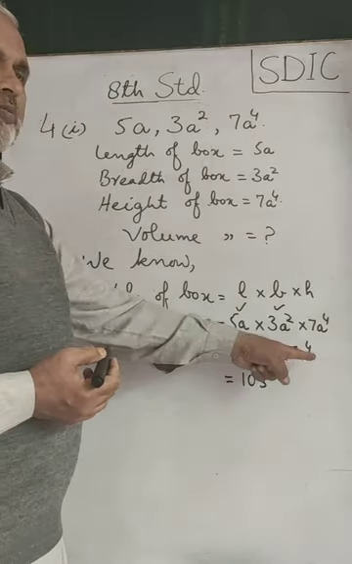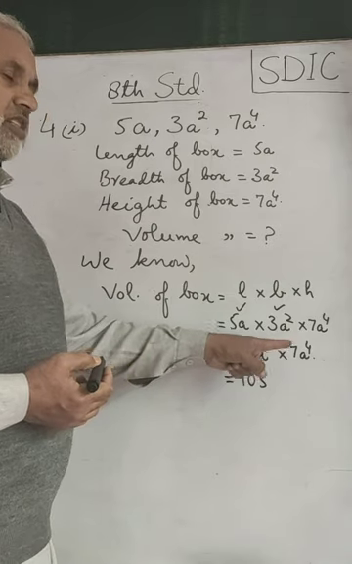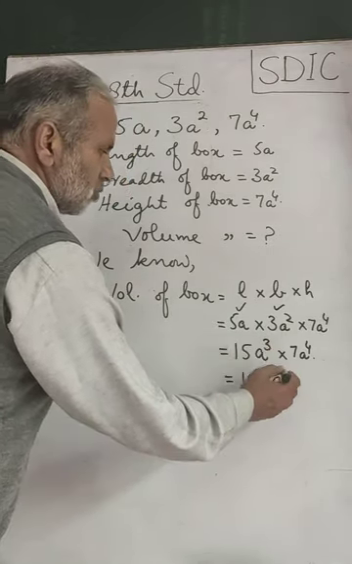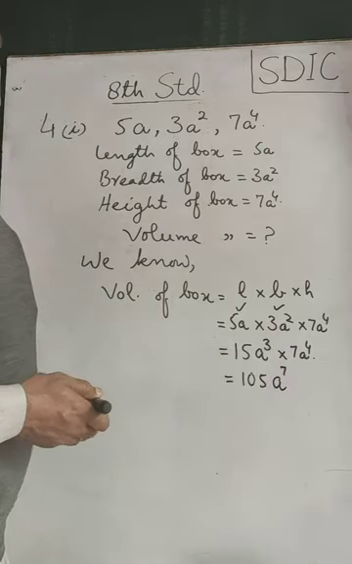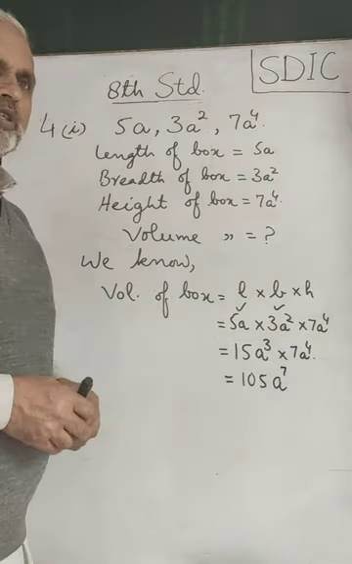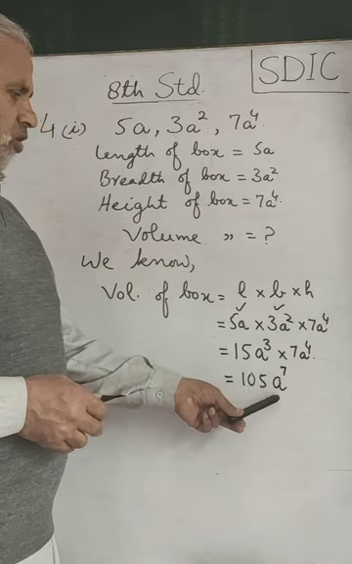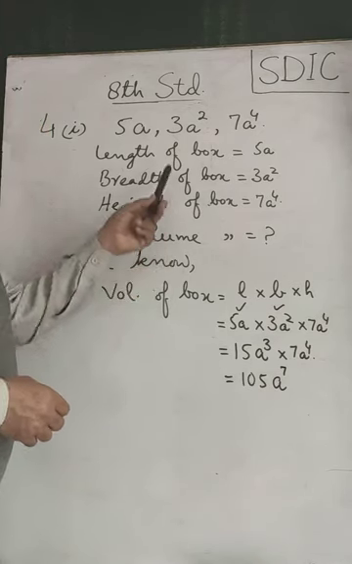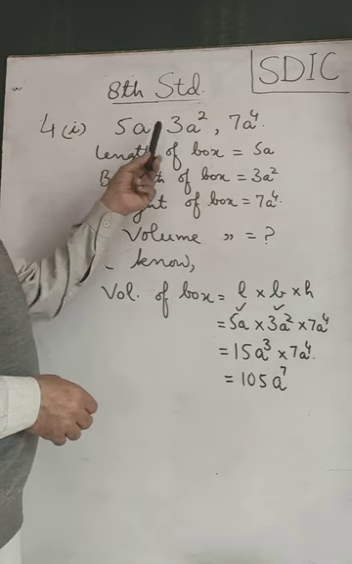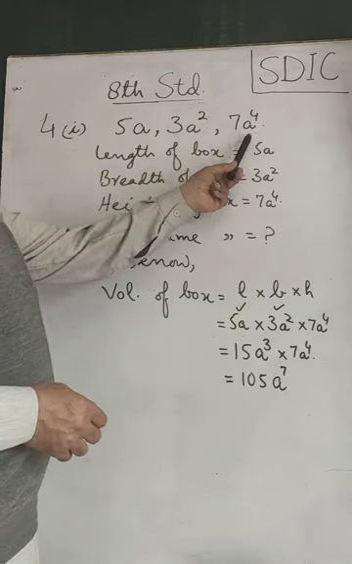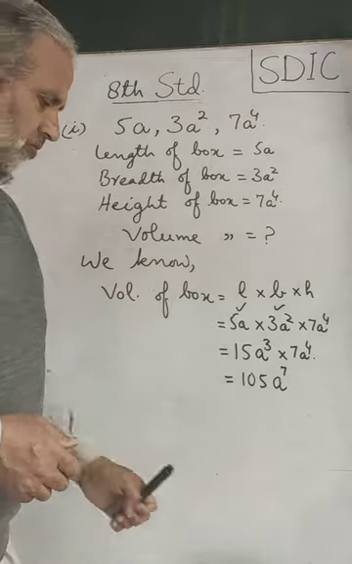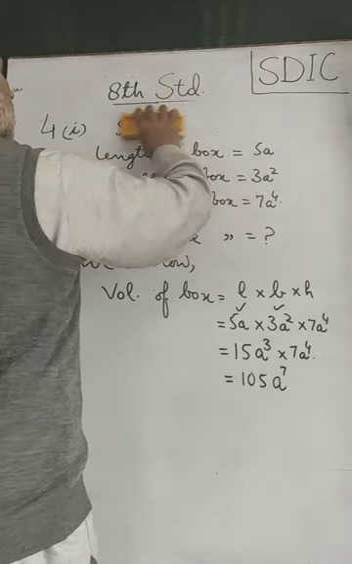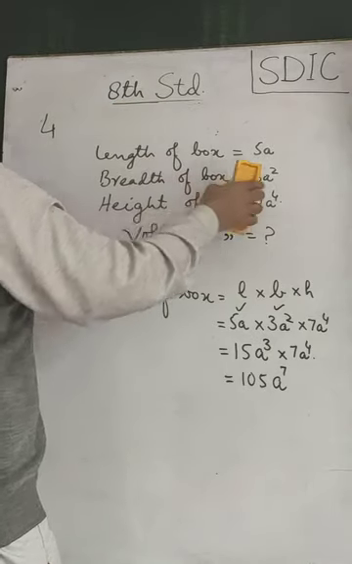Then multiply variable parts. Again use the law. Bases are same, powers are added. We'll have a raised to power 3 plus 4, which is 7. This 105a raised to power 7 therefore is the volume of this box, which has length as 5a, breadth as 3a square, height as 7a raised to power 4. Same procedure we have to use in the remaining parts of this question also.